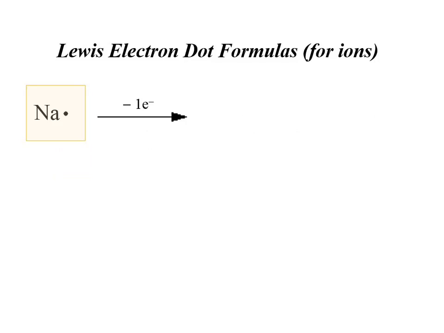Sodium is a 1A element. It actually has 11 electrons. 1A means it has one valence electron, so it would look like this, right? We said all the 1A elements, metals, tend to lose one electron and become a +1 cation. So it would look like this.